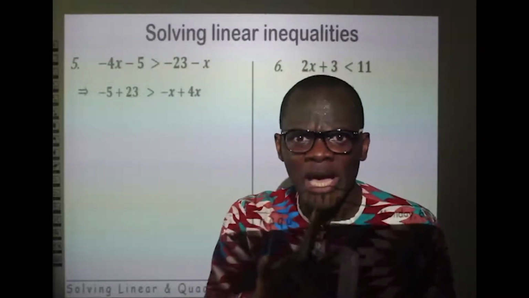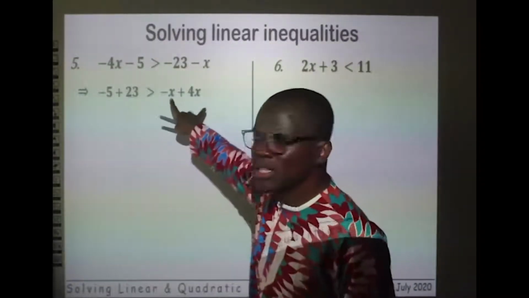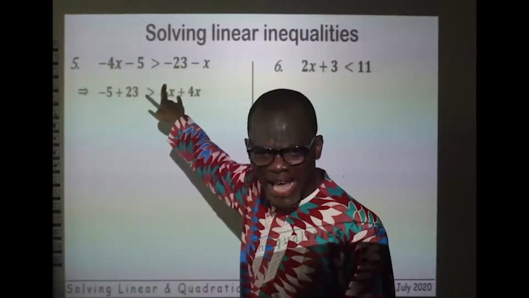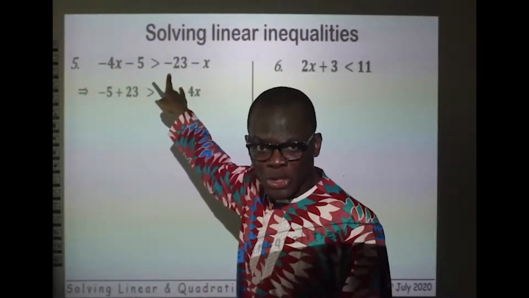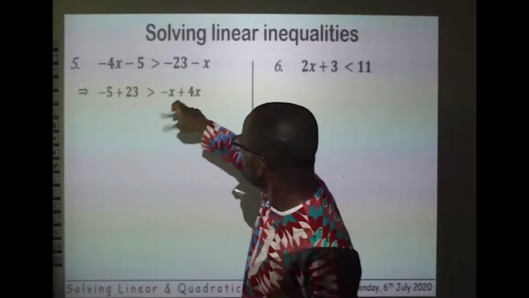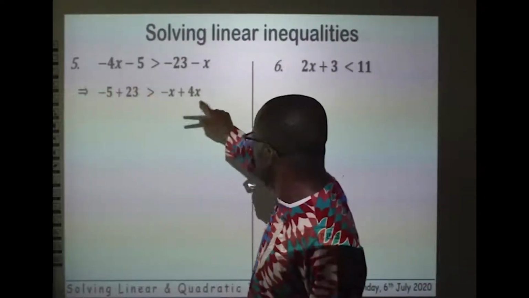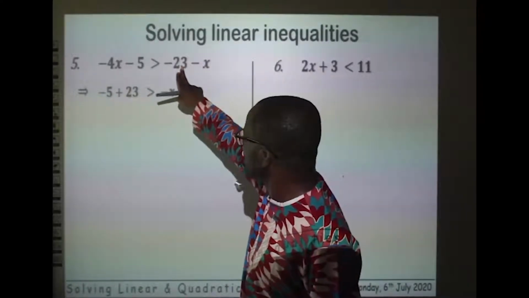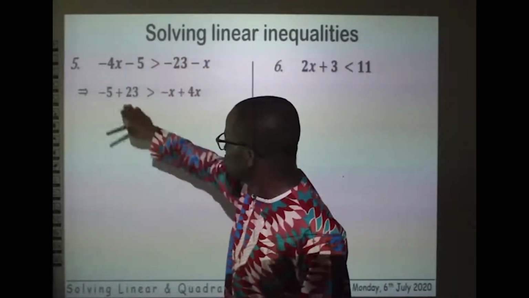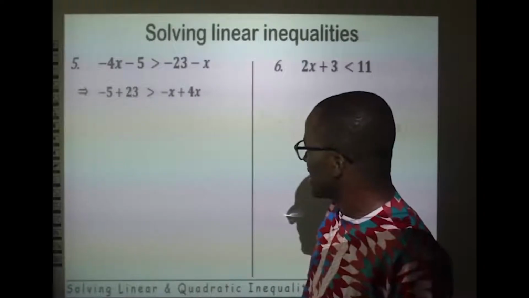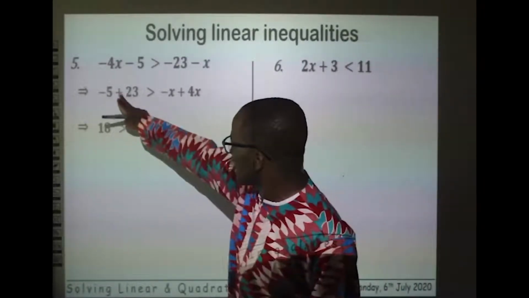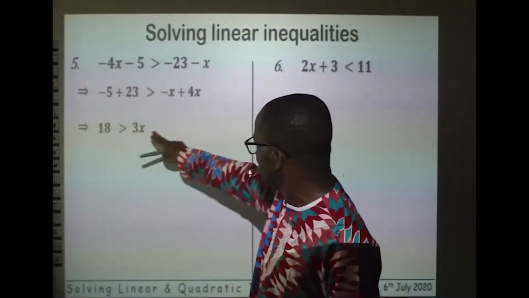And what am I going to do here? If you will observe, I'm putting the variable to the right now. I want to put the variable to the right, okay? So what do I mean? You move the minus 4x from the left hand side to the right, so it becomes positive, and then move the minus 23 from the right to the left. And so when you do that, that's what you have. When you add that, you get 18, and when you add that, you get 3x.